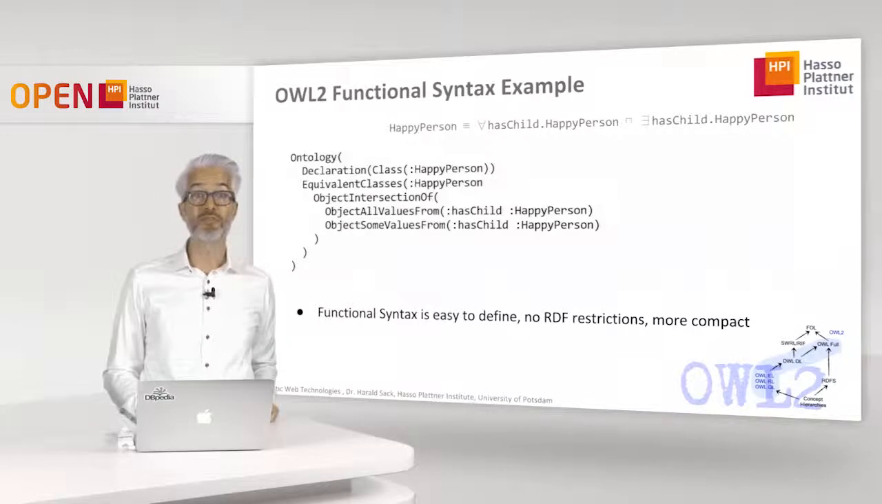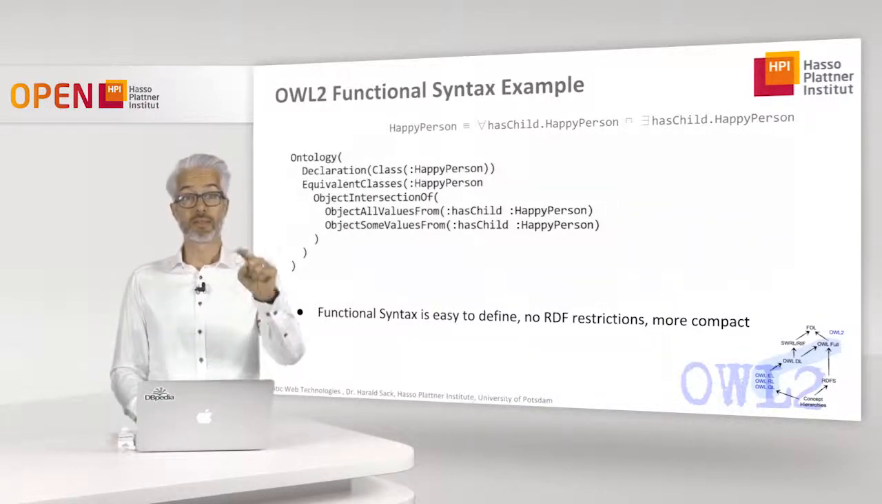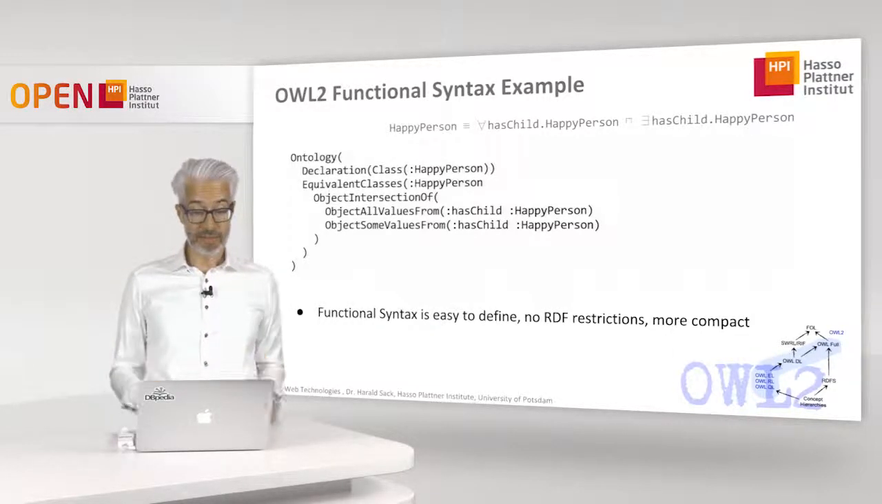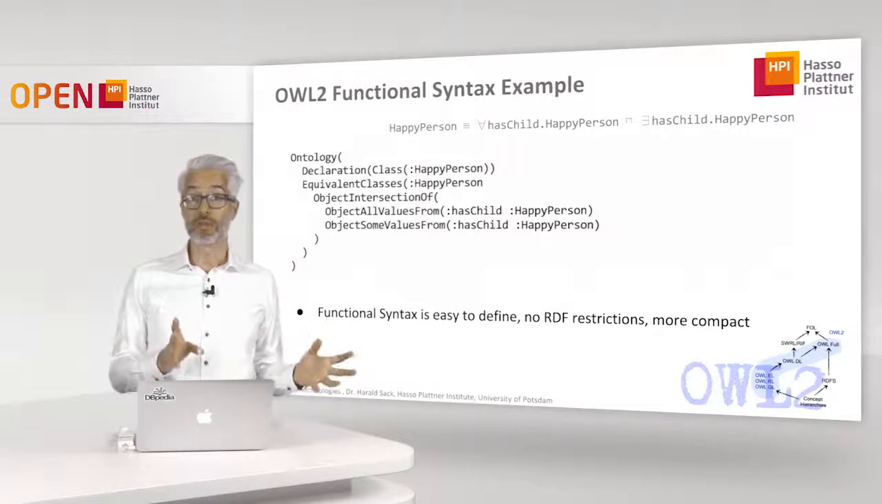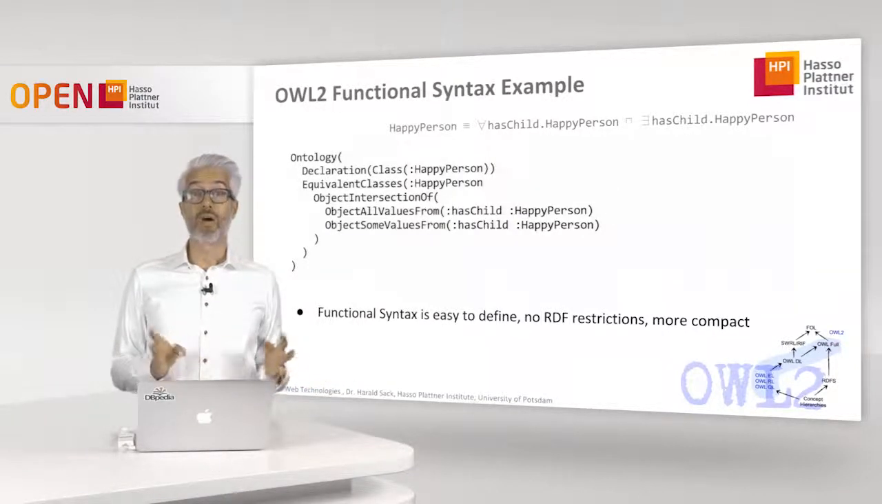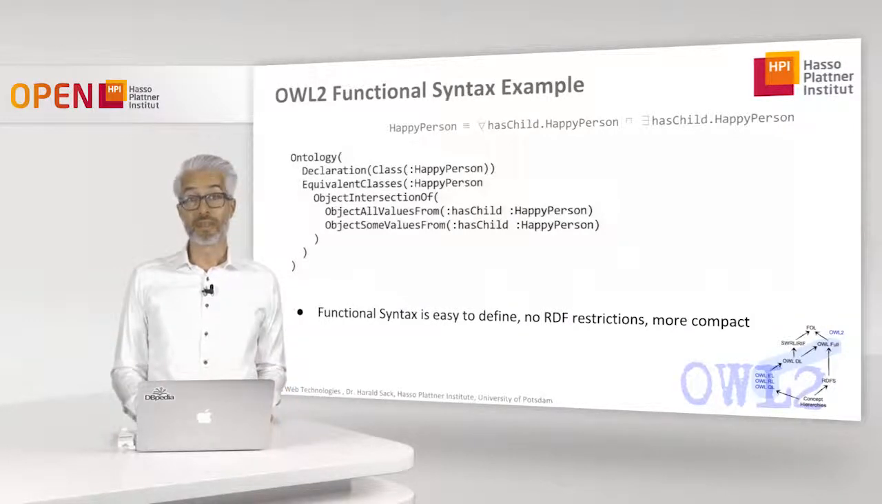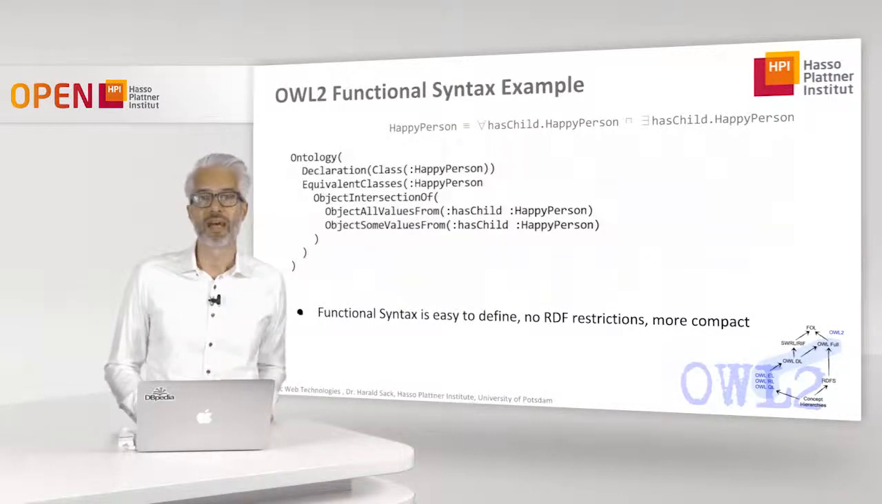So here is a rather brief example of the functional syntax. First, please look at the description logic definition in gray that is here above the box. I define simply that a happy person is somebody whose children are happy persons. And I do this a little bit more complicated because in the first part of the definition, I say that all of the children of somebody must be happy persons. And in the second part of this conjunction, I say that there must at least exist one child which is a happy person. Why do I do that?